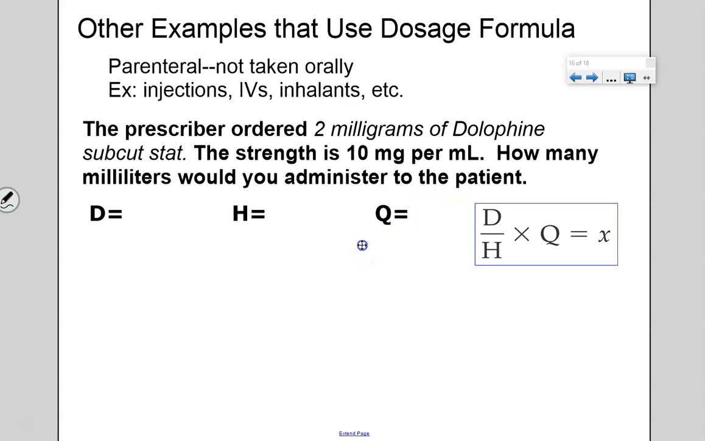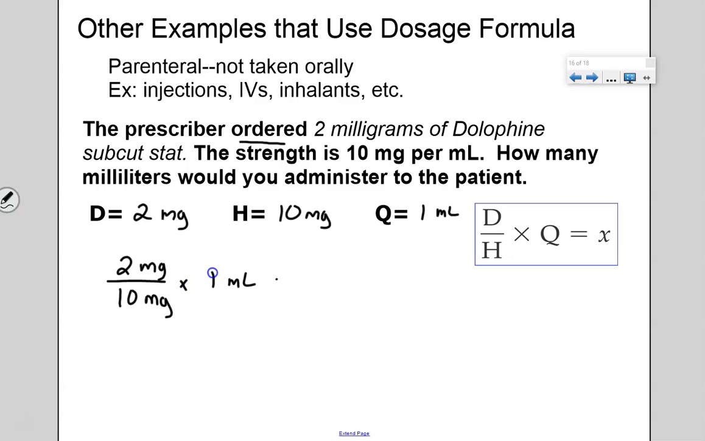We'll start out with the dose. The doctor ordered 2 milligrams. So we know that the dose is 2 milligrams. Now the strength is given right here. There is 10 milligrams per 1 milliliter. Now when we set this up, we're going to have the dose on the top, divide it by what's on hand, and notice that units do match, so I don't need to convert, and I'm going to times it by 1 milliliter.